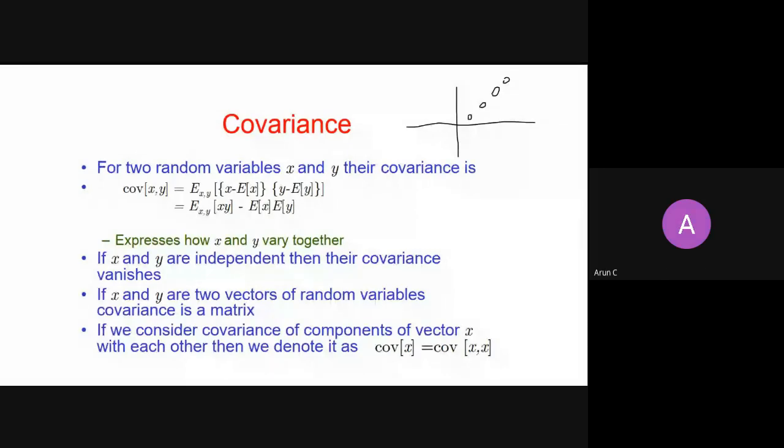Are you sure? Covariance is between two variables, right? For two random variables x, y, their covariance is this, right? So I need you to just brush up these concepts. If you have any questions, just let me know.